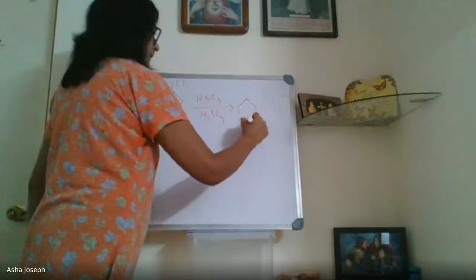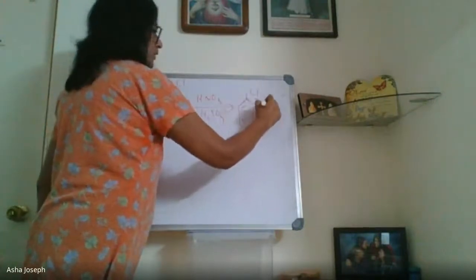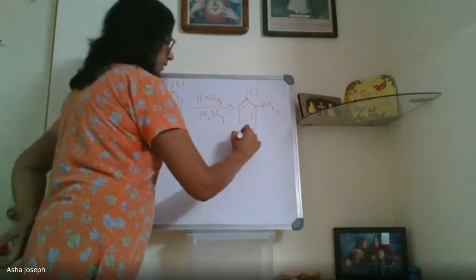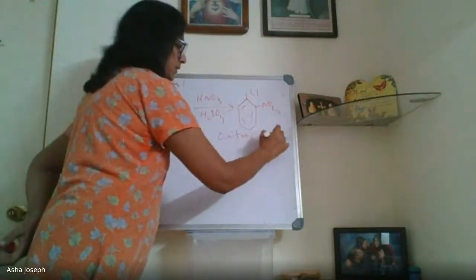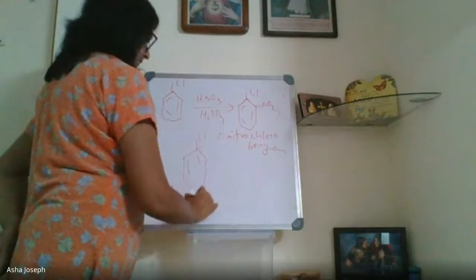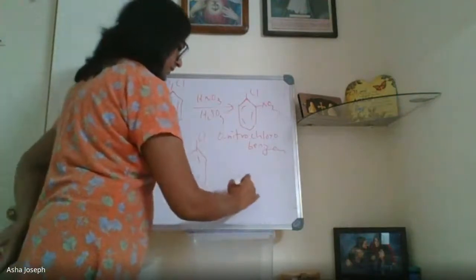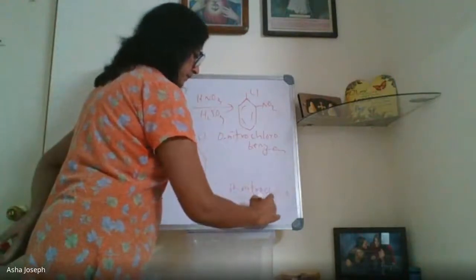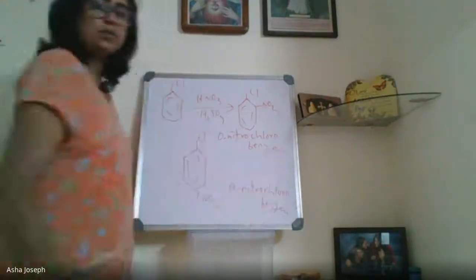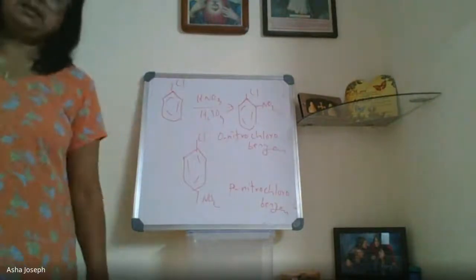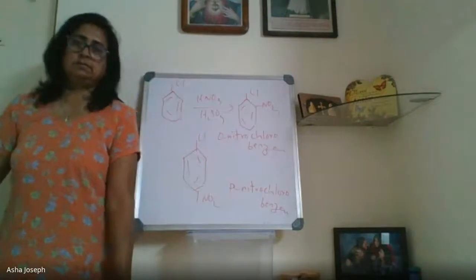So you will get ortho-nitrochlorobenzene, correct? Ortho-nitrochlorobenzene and para-nitrochlorobenzene. So ortho-nitrochlorobenzene and para-nitrochlorobenzene, that is nitration. Understood?